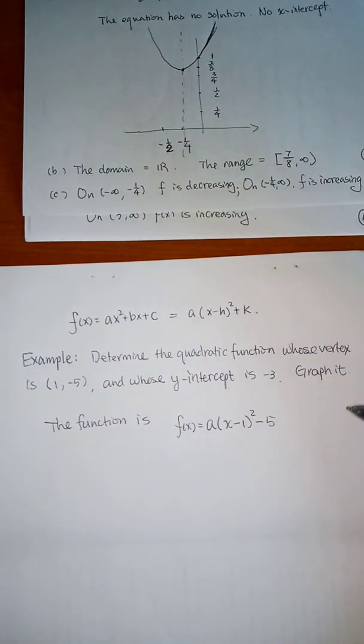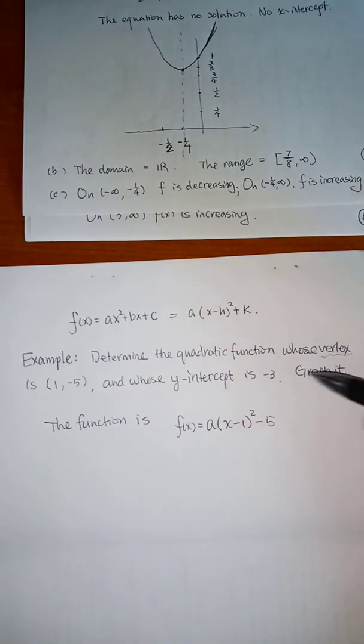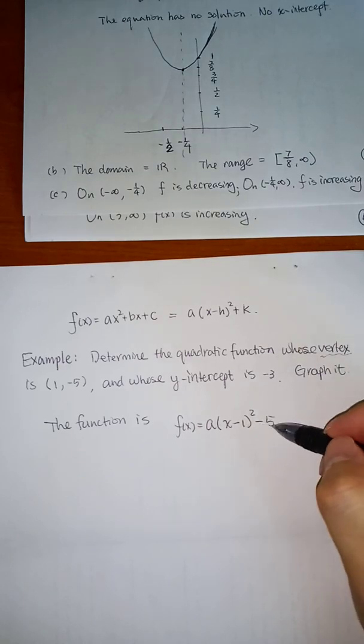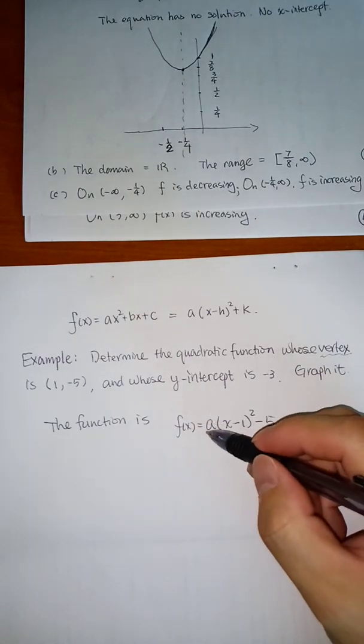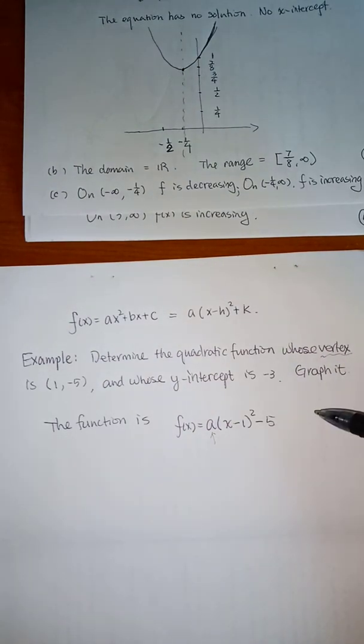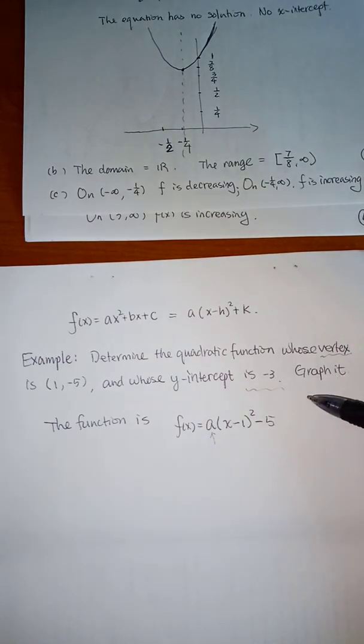Whenever you have the vertex, you will determine h and k. That is a very strong condition. It directly gives you two quantities, h and k. So you only need to determine this coefficient a. So how do we determine this a? You use the other condition.